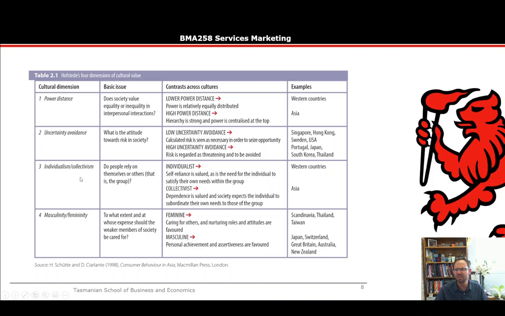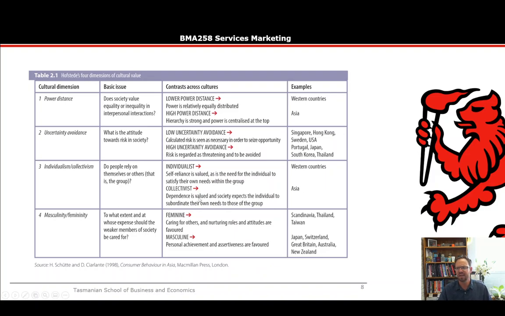Third one is individualism versus collectivism, and this is, do people rely on themselves or others, like as being part of a group? Now, in individualist societies, self-reliance is valued as the need for the individual to satisfy their own needs within the group. And this is very high in Western cultures, and there's a lot of research that's been published on this, like the individualised culture. And you hear people talk about, oh, you've got to look out for yourself, or the number one person. Like when you're making a decision, you've got to look out for yourself.